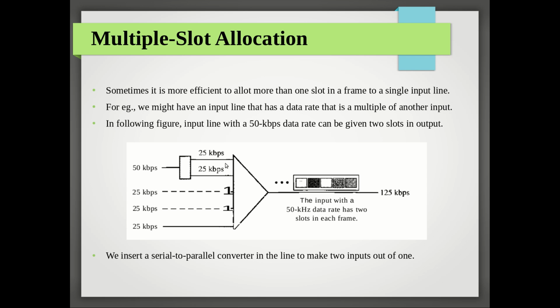So we insert a serial to parallel converter in the input line to make 2 inputs out of 1, and for this process we are using a serial to parallel converter. That is about multiple slot allocation, the second strategy. Now there is a third method which can be applied when the other 2, multi-level multiplexing or multiple slot allocation, are not feasible. We have a requirement that one of the input rates should be a multiple of the other, then only we can allocate accordingly. In the previous example it was 25 and 50, so 50 we handled with 2 slots because the others are of capacity 25 kilobits per second.